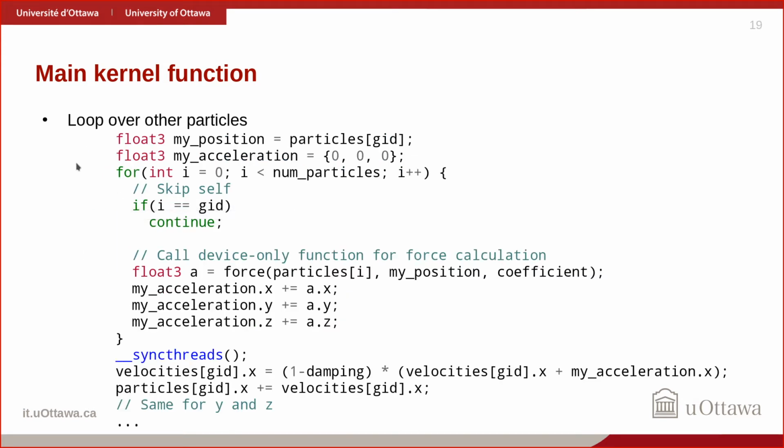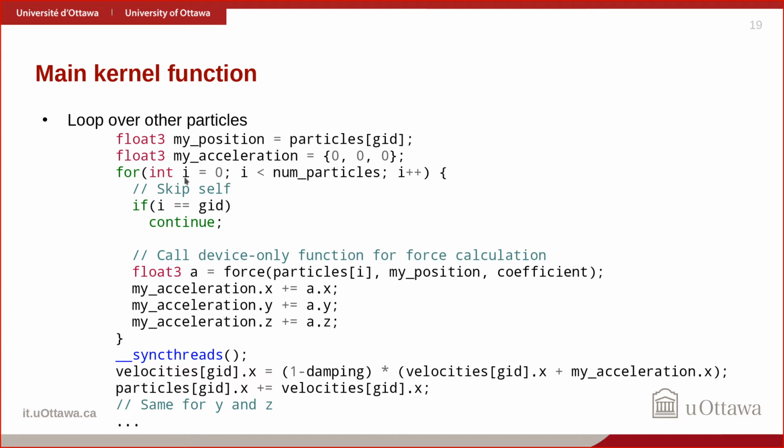Then I loop over the other particles, and this code is still run for just one thread. So each thread runs this code. So if my position, that is the particle that corresponds to this particular thread, you can see the GID, which is the index for this particular thread. And I start with my acceleration, which I set to 0.